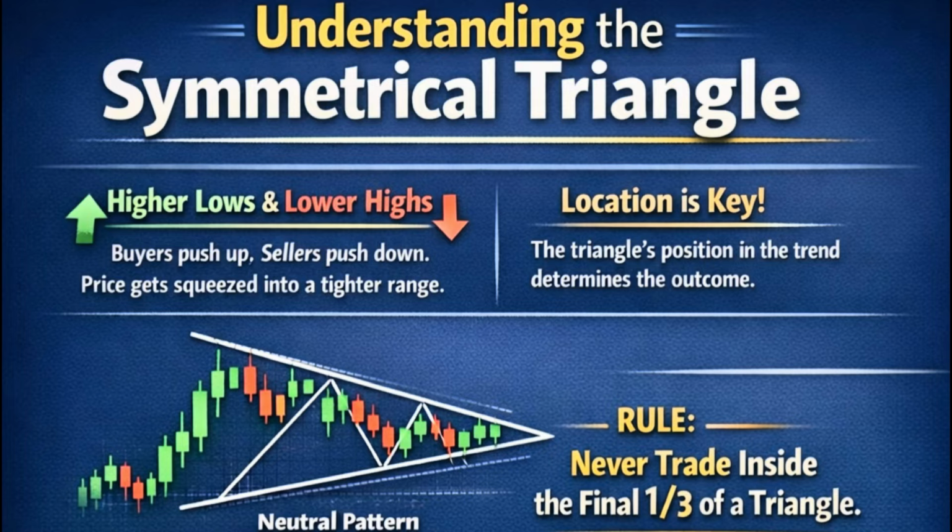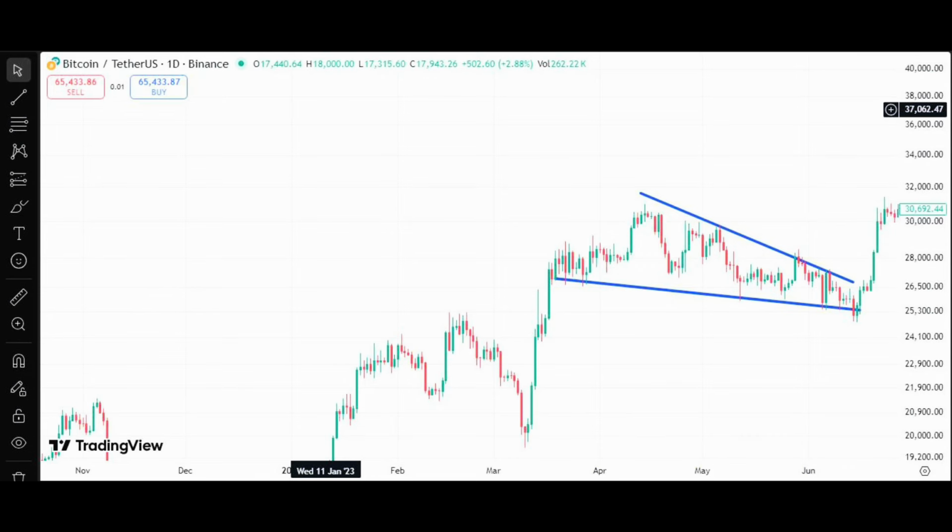For example, during Bitcoin's 2023 rally, BTC formed a clean symmetrical triangle around the $27,000 zone. It wasn't sitting under the major resistance. So, the pattern acted as a continuation and price broke upward.